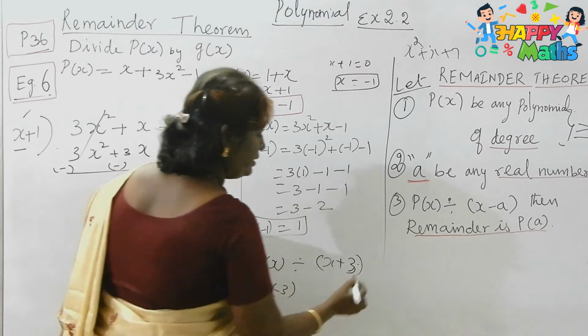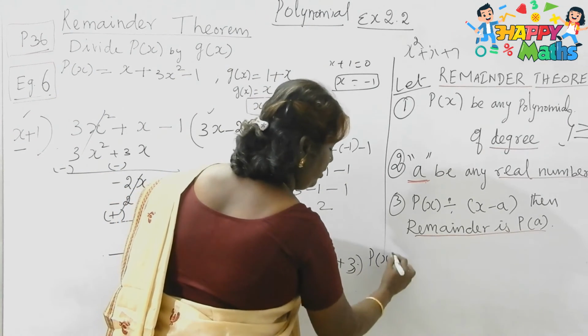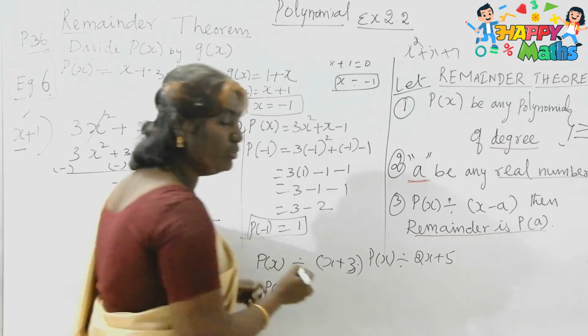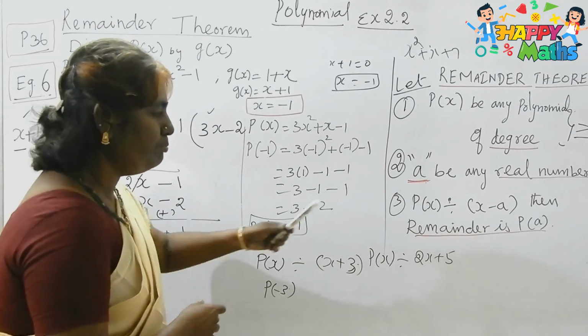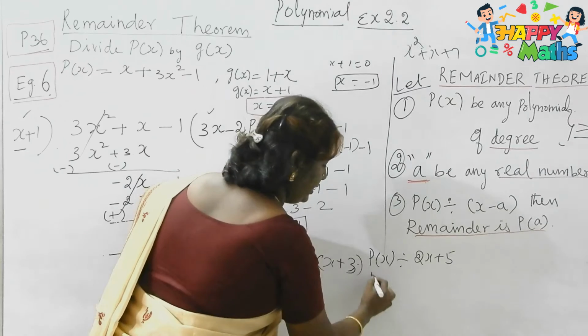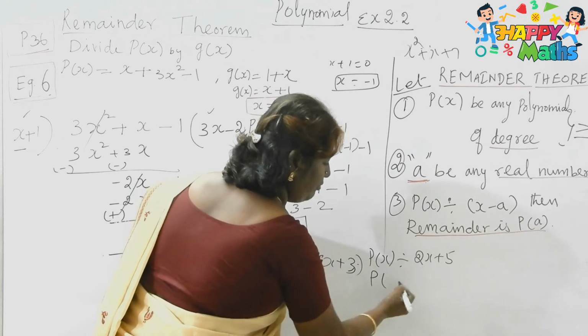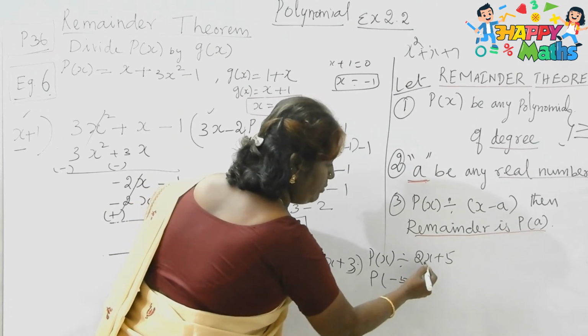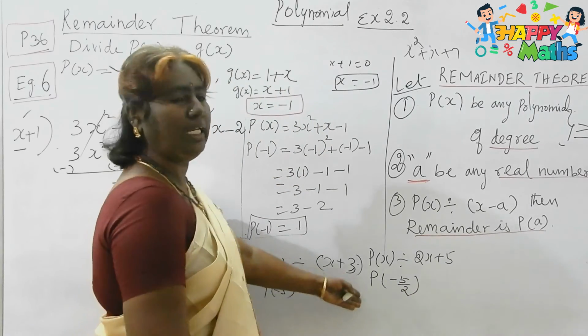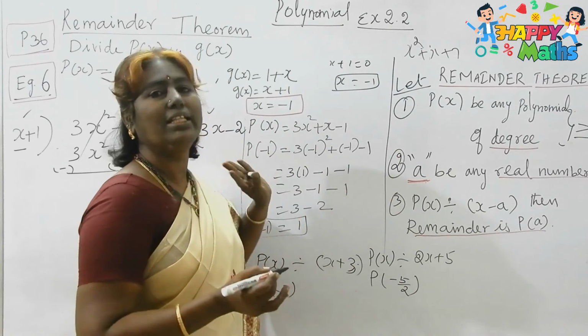Okay? Instead of x plus 3, if you are dividing any p of x by 2x plus 5, I told you in question number 4, no? What will be the p of a now? What is the real number here? See, the real number is nothing but p of the opposite sign of plus 5, that is minus 5, divided by the coefficient of x. So, p of minus 5 by 2. This is the remainder. So, that is only the remainder theorem.